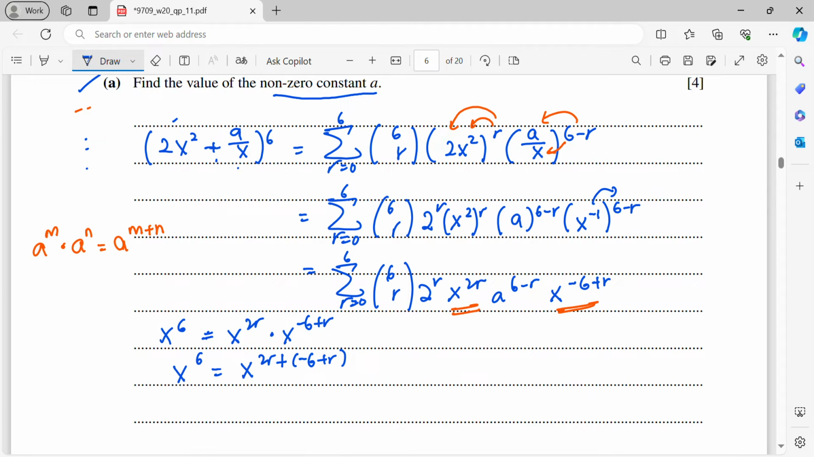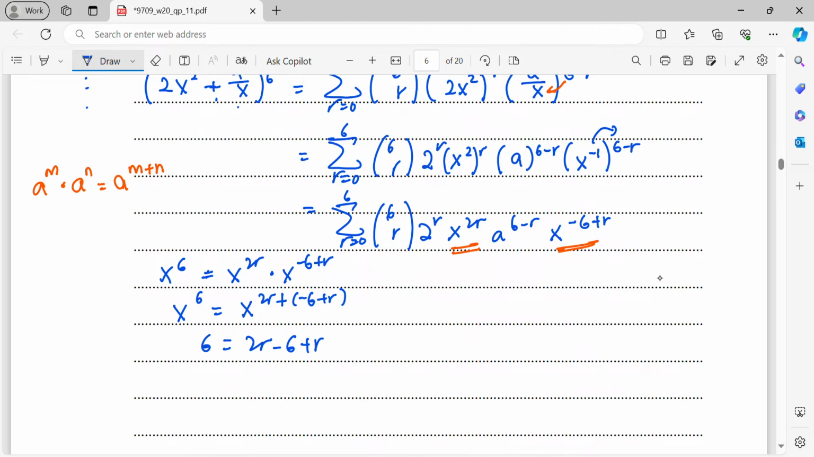Then now since both bases are the same, just ignore the base and compare the index. So I'll get 6 equals to 2r. So open the bracket, you get minus 6 plus r. Then from here, I will be getting 12 equals to 3r, hence my r is 4. Okay, so I know that when I need to get x power 6, my r is 4.